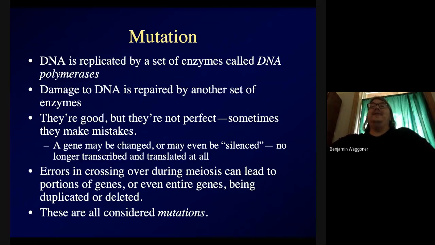And if your DNA gets damaged, there's another set of enzymes that move down the double helix and repair certain types of damage. And they're really good, but they're not perfect. Every so often they make mistakes. Either the repair enzymes don't repair it correctly, or the DNA polymerases make a slip, and they can change the order of nucleotide bases. So a gene now spells something different. It would be like changing a single letter in a sentence.